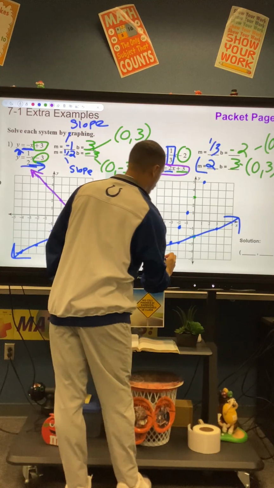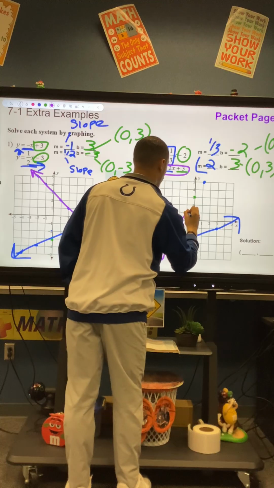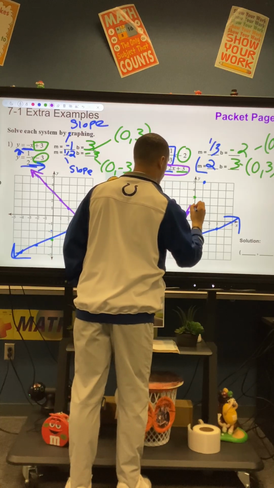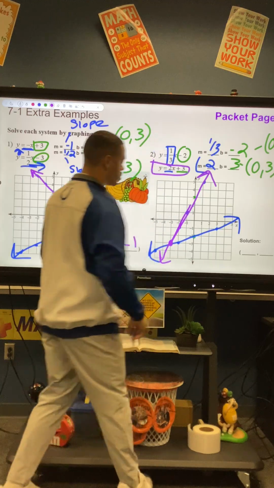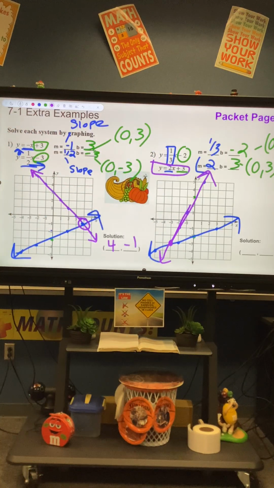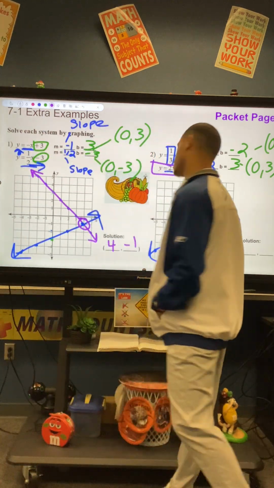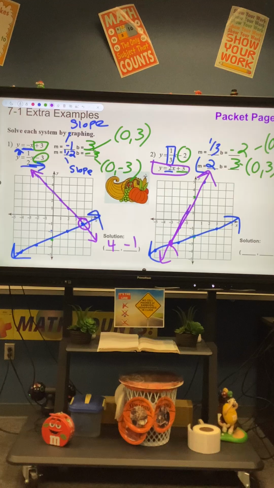Make this line. I have a point right there where they intersect, right? What's that point? Reread. My point, where those lines intersect.